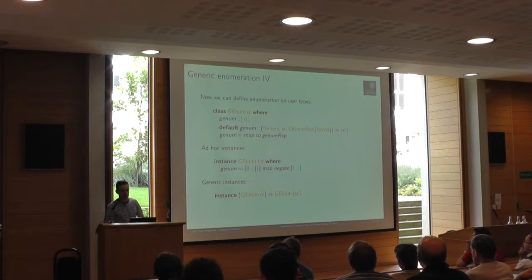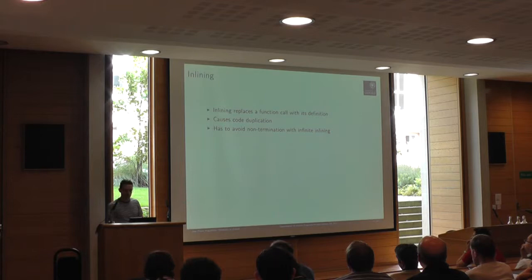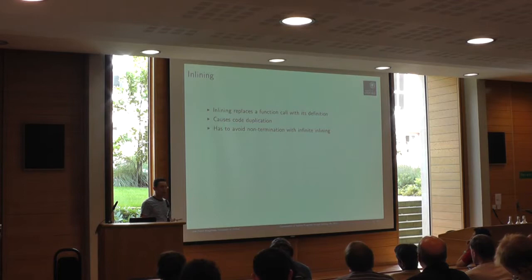Now, what do we have to do so that the compiler will perform the steps that we have performed when doing our optimization by hand? I'm basically focusing on three things. We've used inlining, or applying the definition of. That's just replacing a function with its definition. You have to be careful to avoid non-termination, and GHC does this by not inlining recursive functions.